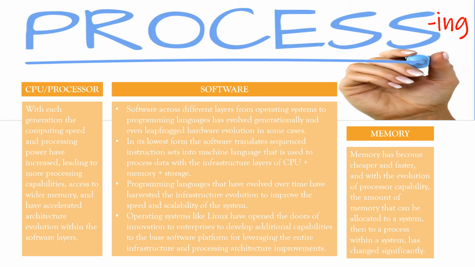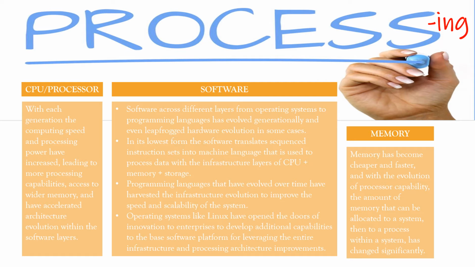Okay, the next one is processing. Processing involves these three: CPU or processor, software, and memory. For CPU, different computers have different speeds. Not everyone can afford an i5. If you have a very recent CPU, you have an i7, and your friend can only afford an i5.